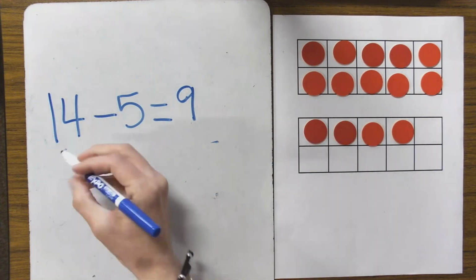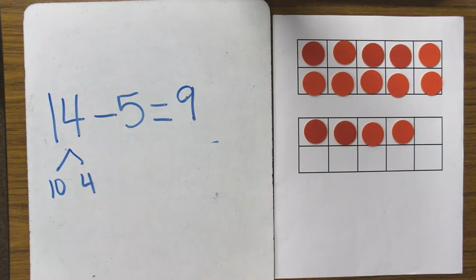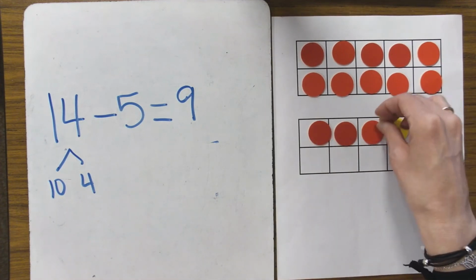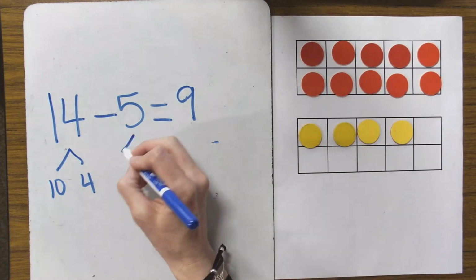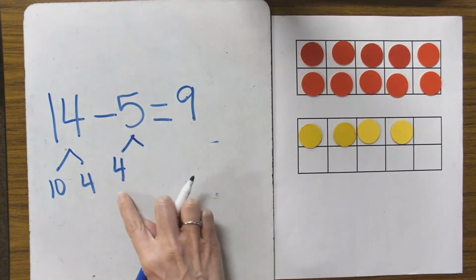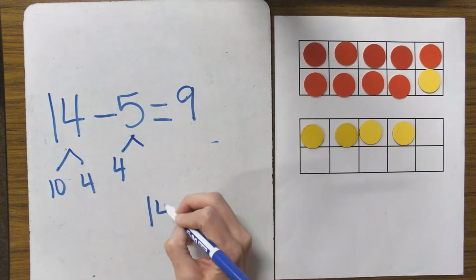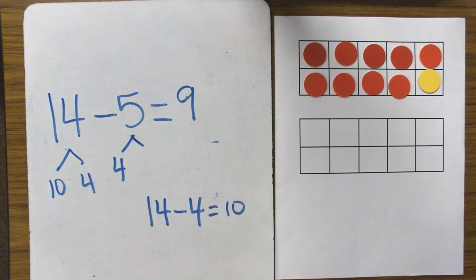We're still starting with 14, 10 and 4, but this time we are going to split up that 5 that we're going to subtract so that we can take it away in parts. So we have 14, we need to take away 5. We have 4 here we could take away. 1, 2, 3, 4. So I know that 5 is 4 and 1. So I can do 14 minus 4. Let me take these away first to get to 10.